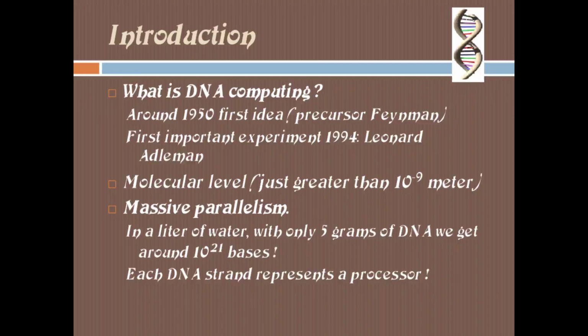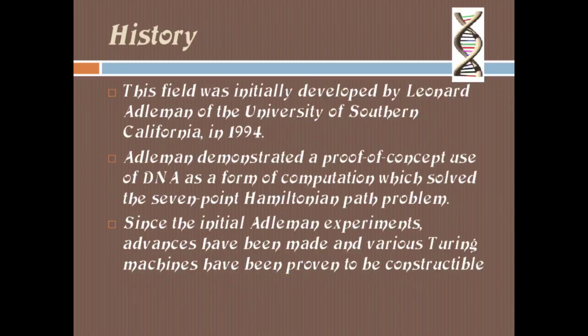Let's discuss the history of DNA computing. This field was initially developed by Leonard Adleman of the University of Southern California in 1994. Adleman demonstrated a proof of concept use of DNA as a form of computation which solved the seven-point Hamiltonian path problem. Since the initial Adleman experiment, advances have been made and various Turing machines have been proven to be constructible.